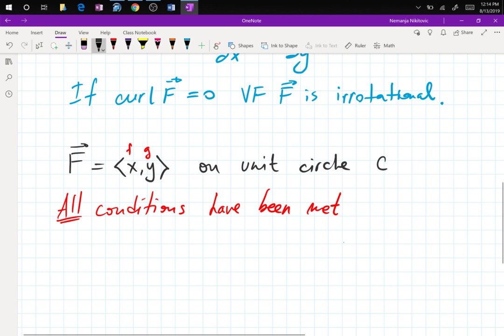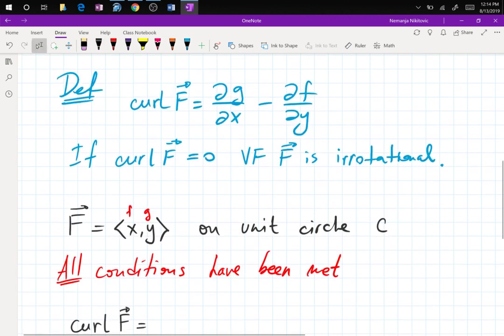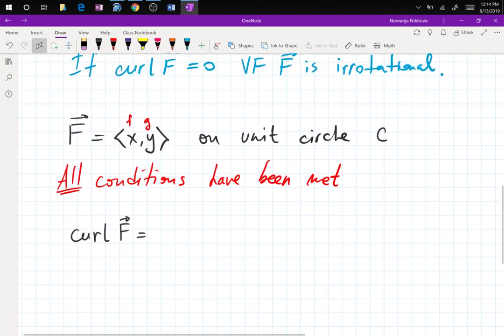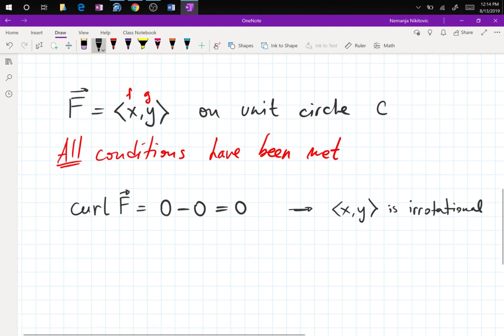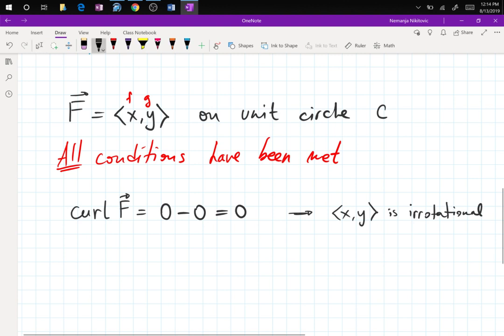I have first to calculate the curl of f, which is given as partial g, partial x, and so on. So partial g, partial x: this 0 minus 0 is equal to 0. So that's our curl of f, equal to 0. Immediately we see that xy is irrotational, because the curl is 0. But we can still calculate and show that it's 0.